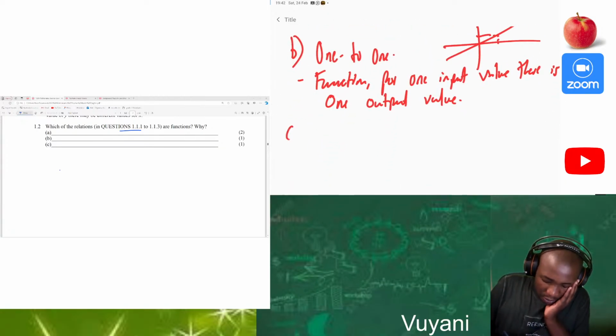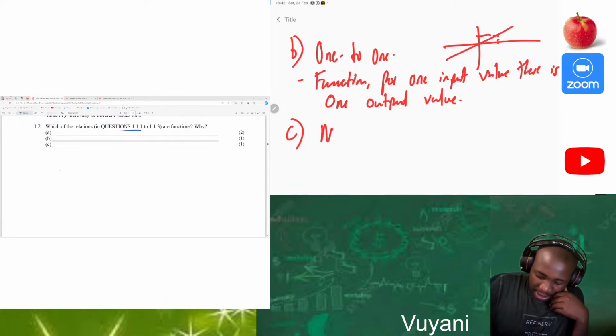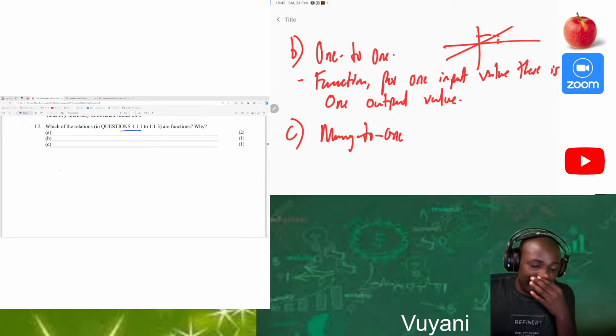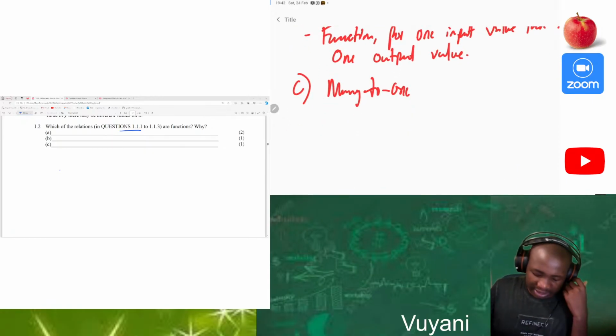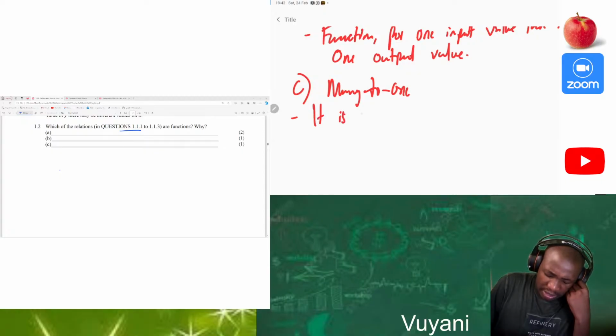Okay, great. Now on C, we said it's a many-to-one relation. So is a many-to-one relation a function? Of course, yes, it is a function.